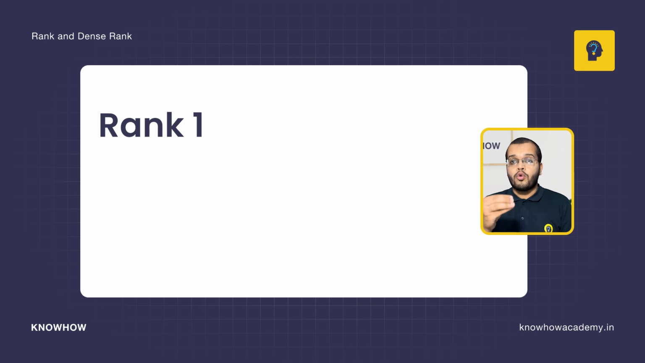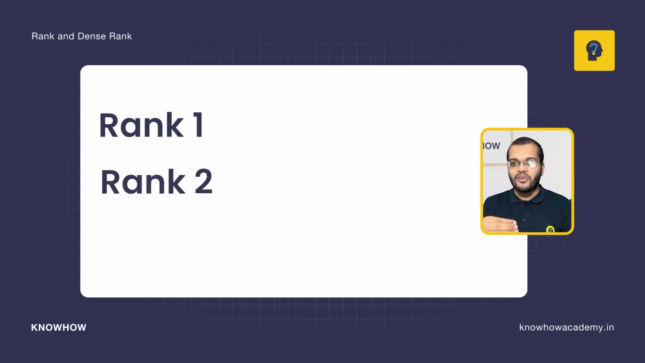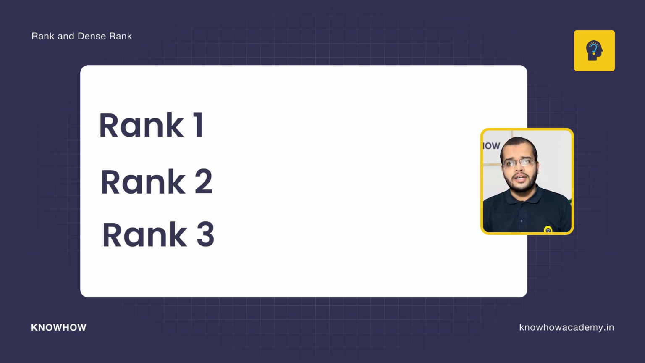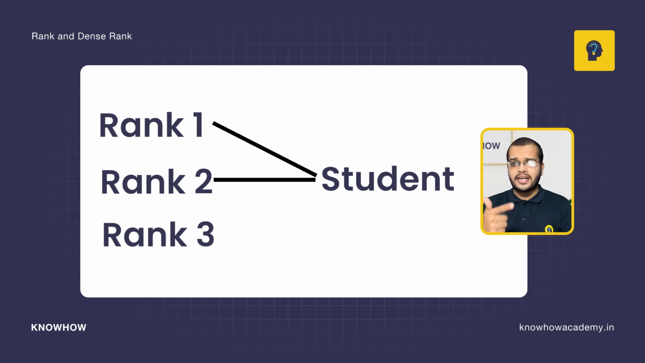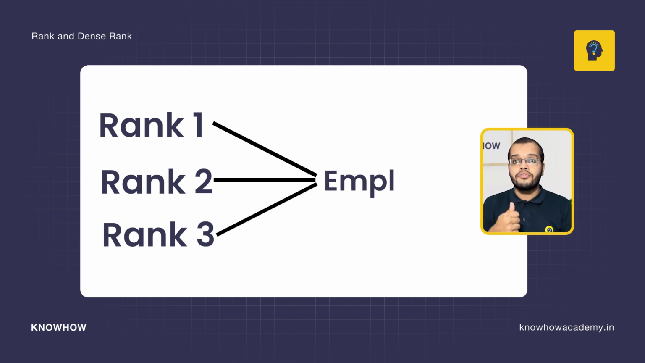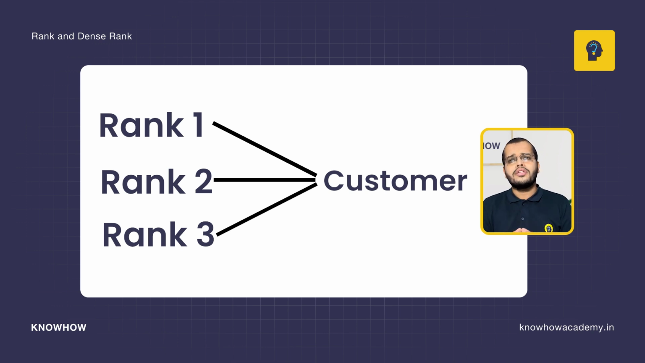Rank 1, rank 2, rank 3 is applicable for a lot of different applications. Let us consider that a student got first rank, second rank, third rank. An employee got first rank, second rank, third rank. In the same way, a customer has got a first rank, second rank, and a third rank, right? So there are a lot of ranks that we can apply in a lot of applications.